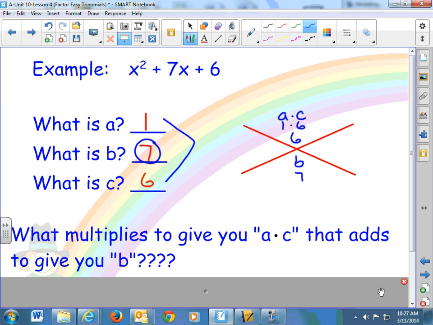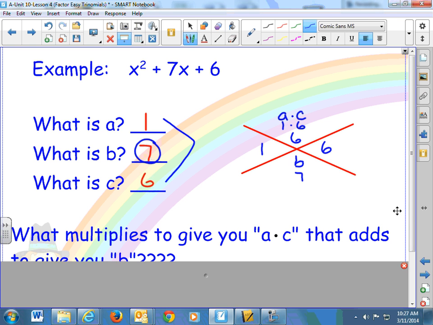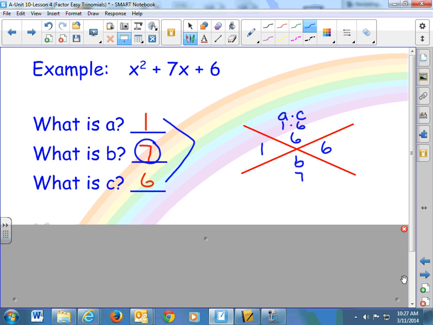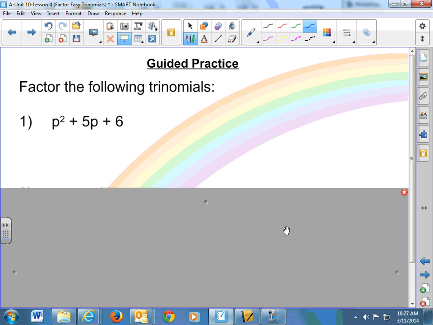Now, how we're going to use this is we're going to figure out what can I multiply to get 6 and add to get 7? And that is 1 and 6. Okay? So that's how we use the x. And next we're going to try a different problem. We're going to use the x, but we're going to finish factoring. Let's try another one. So we have the x to the right.